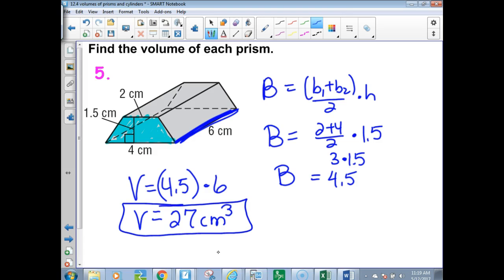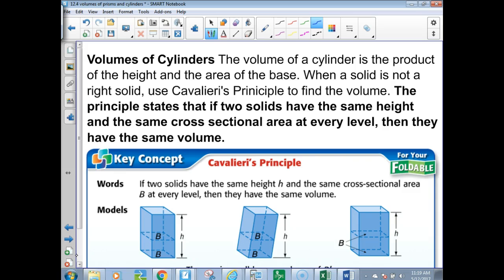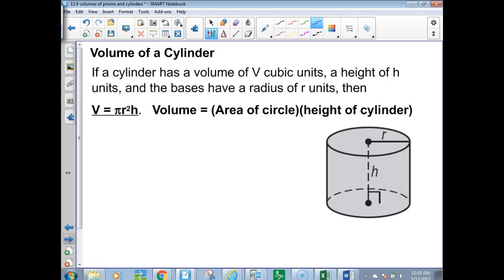Okay, cylinders and Cavalieri's principle. We already discussed this. Even if it's tilted, it's going to be the same process because the cross sections are still equal. If a cylinder has a volume of V cubic units and a height, there's your volume for your cylinder, pi r squared times the height.